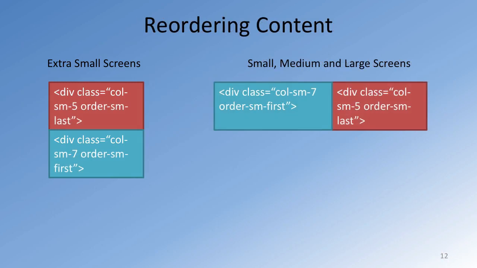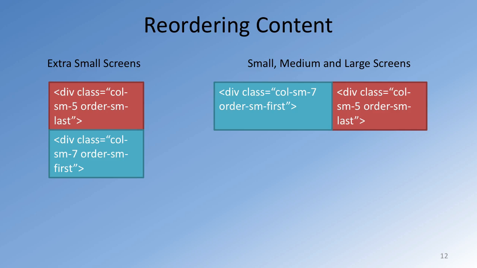Bootstrap also provides additional classes called the order hyphen classes, which allow you to reorder the content on the screen. So for example, if you apply an order-sm-first and order-sm-last class to the divs as shown in the example here, in this case, the div for which you apply order-sm-last will be pushed to the right side of the screen, and the order-sm-first div will be pushed to the left side of the screen. So applying these order classes allows you to reorder the content on the screen.